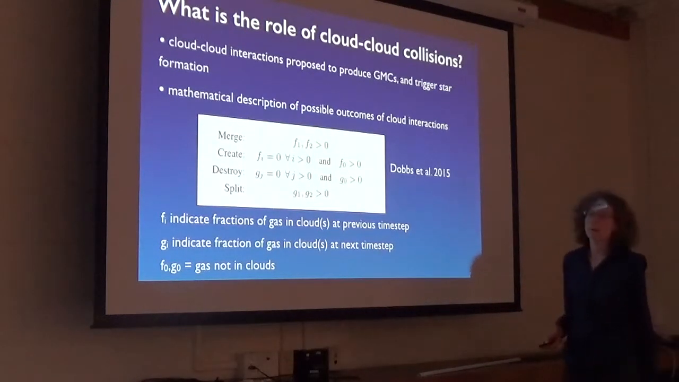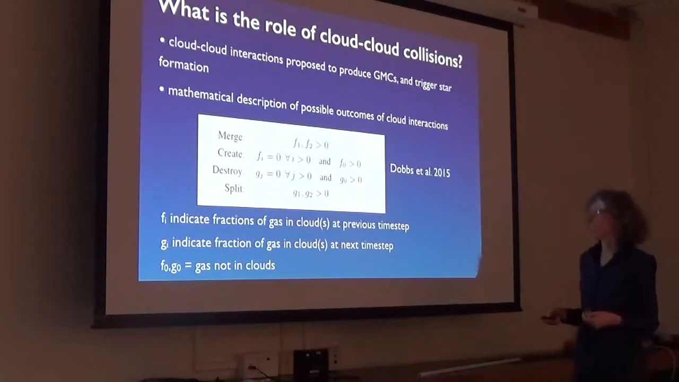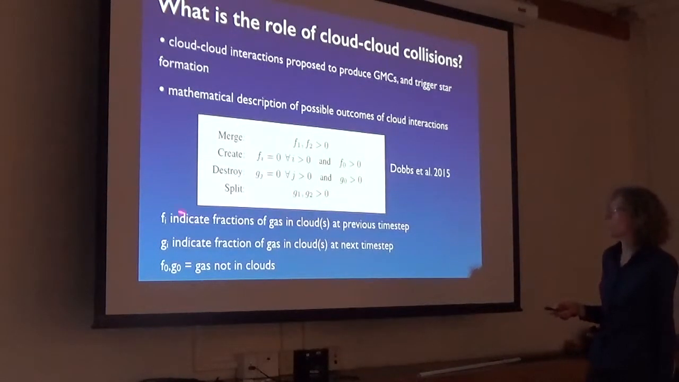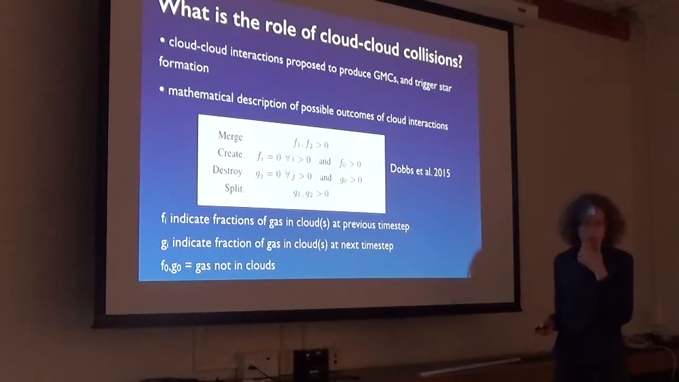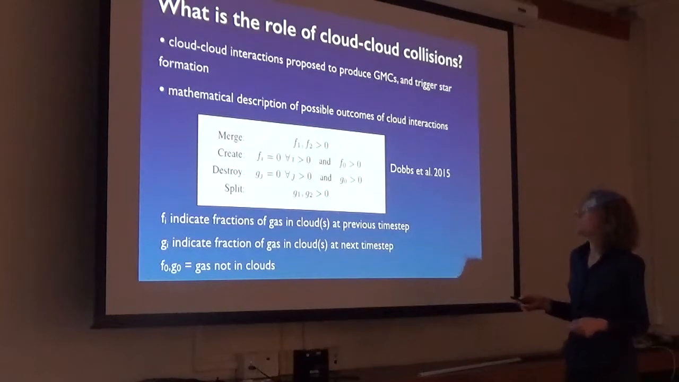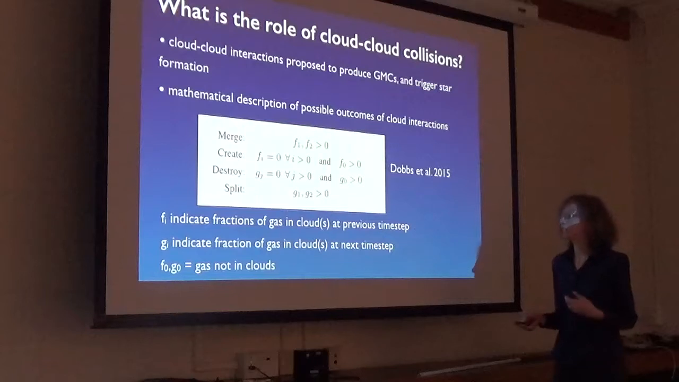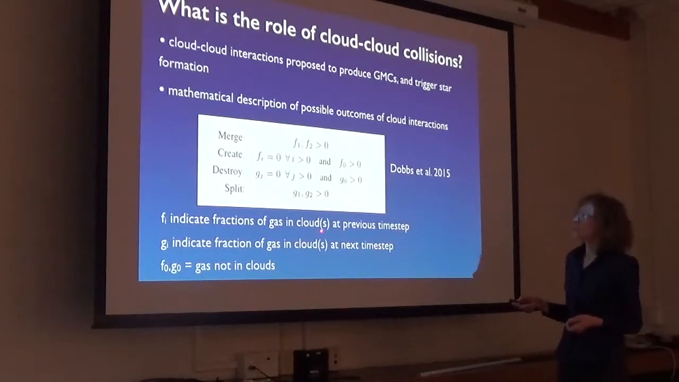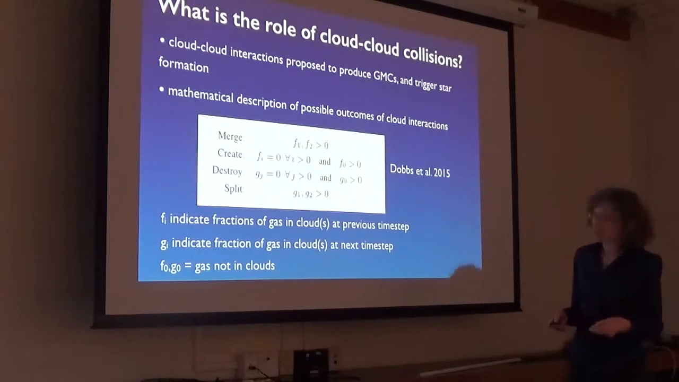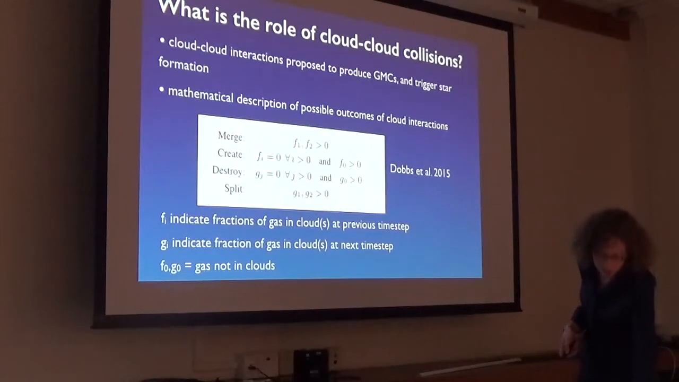for the possible outcomes of cloud interactions, or what can happen to a cloud between one time step and the next. And we introduced these fractions, so the fraction f indicating the fractions of gas in clouds at the previous time step, and g indicating the fraction of gas in clouds at the next time step. And for those, you can have these definitions for whether the clouds have merged or whether they split, whether you've got new clouds that have been created, or clouds that have been destroyed between two successive time steps.